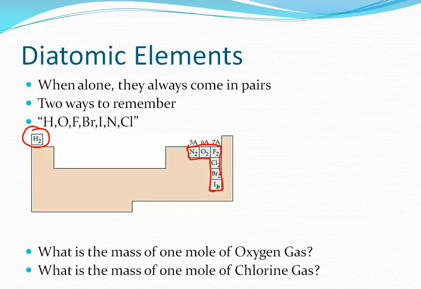It goes NOF and then down. They all come in pairs, and we write a little 2 after them, like chlorine. I'd write a little 2 after it because it's diatomic. Again, only when it's by itself.